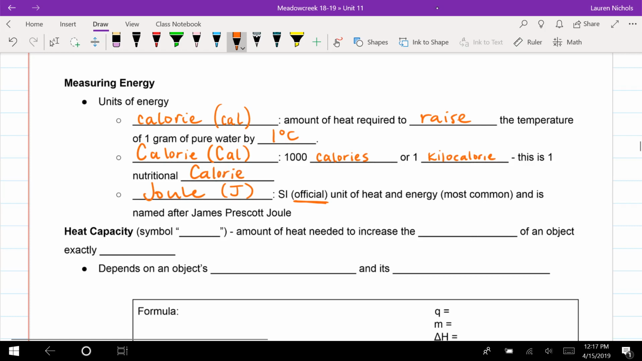So if you look at a nutrition label on the back of a bag of Doritos or on a soda, you'll see that the amount of calories listed is with a capital C. And those are the 3 units we use to measure energy.